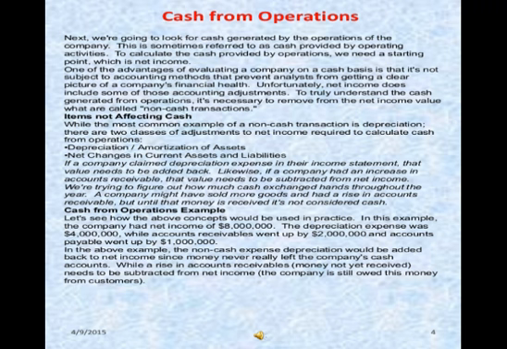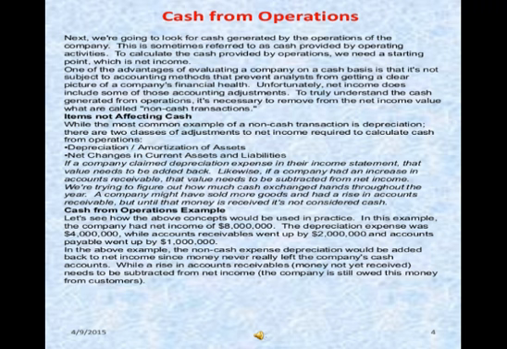Okay, now we've moved into slide 4, and we're going to look at cash from operations. Next thing we're going to look at is cash generated by the operations of the company, sometimes referred to as the cash provided by operating activities. To calculate the cash provided by operations, we need a starting point, which is the net income. Again, that's coming from the income statement. One of the advantages of evaluating a company on a cash basis is that it's not subject to the accounting methods that prevent analysis from getting a clear picture of a company's financial health.